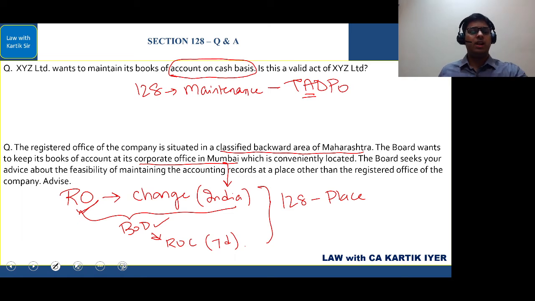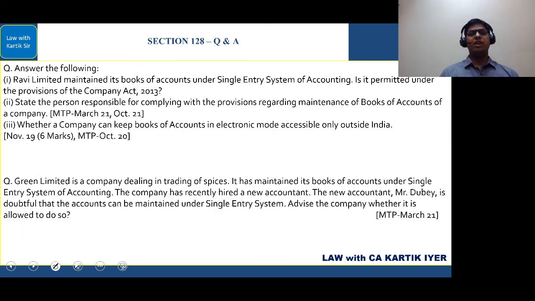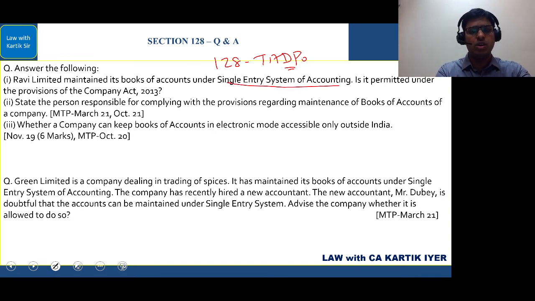Let's go on to the next question. Ravi Limited maintains the books of accounts under single entry system of accounting. Is it permitted under the provisions of the Companies Act 2013? Again, we go back to section number 128 and we go to the code TADPO. And in TADPO, we had done the DD, double entry system of accounting. So, can you keep it in single entry system of accounting? The answer is no. Is it permitted? No. You have to keep it as per the double entry system of accounting as per section number 128 of the Companies Act 2013.